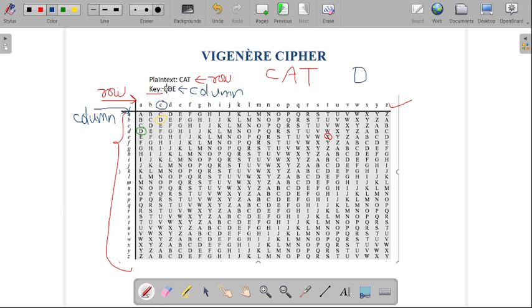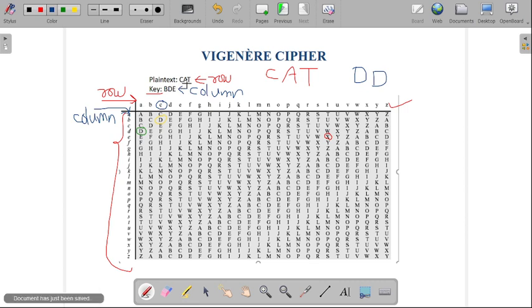Now the next plaintext letter is A and the next key letter is D. Now we have to map the characters A with D. Whenever we are mapping the letter A, we are mapping it in the row and our column is D. Then we again got our ciphertext equal to D.